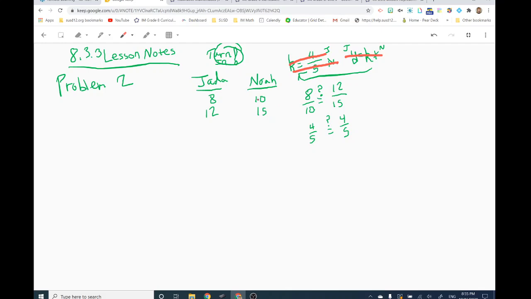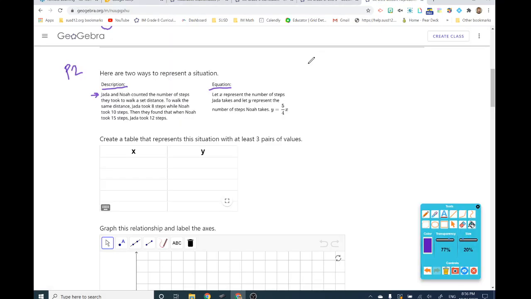So they're telling us, let x represent the number of steps Jada takes. So that's x. Oh no, it looks like I crossed it out. I really want to have nice notes. Here we go. X equals the number of steps Jada takes, and y equals the number of steps Noah takes. And then go back to your GeoGebra page. They told us this equation. Well, they didn't even need to tell us. We could have figured that out on our own.